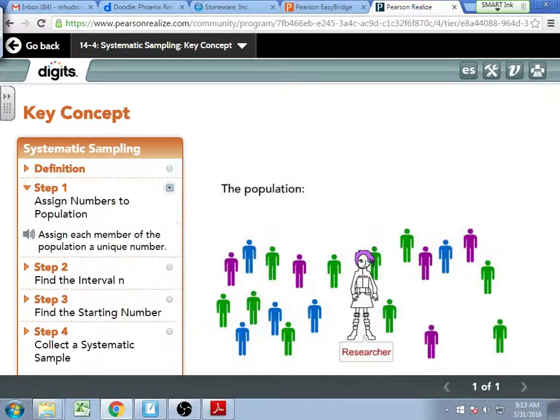All right, so then we want to assign numbers to our people. So the first thing that you would do if you were that gym teacher is have your students do what? Line up. Line up, right? So we tell our population, hey, you guys need to line up.